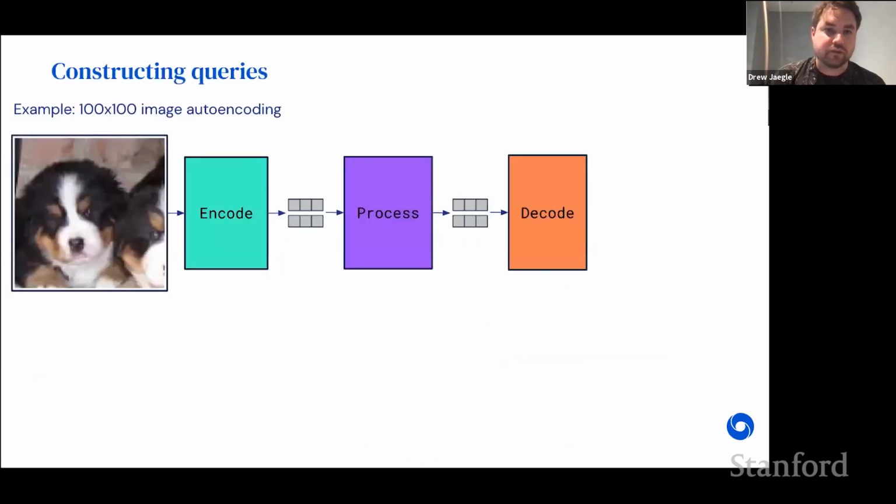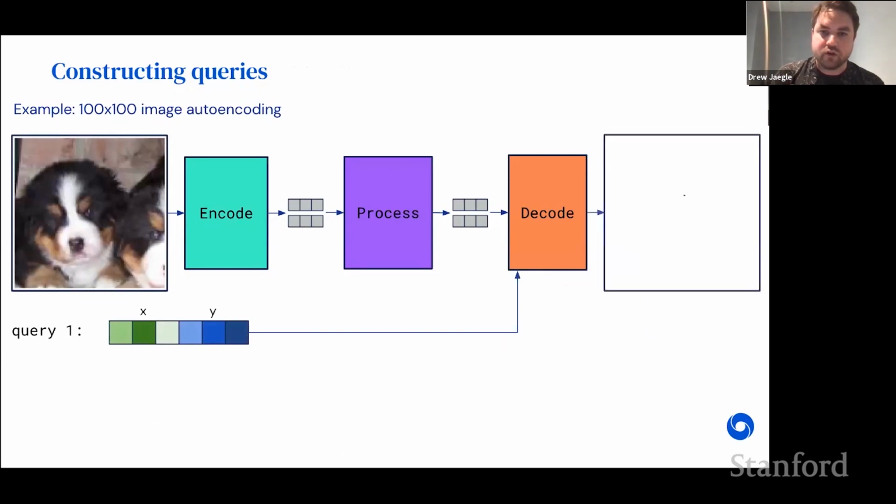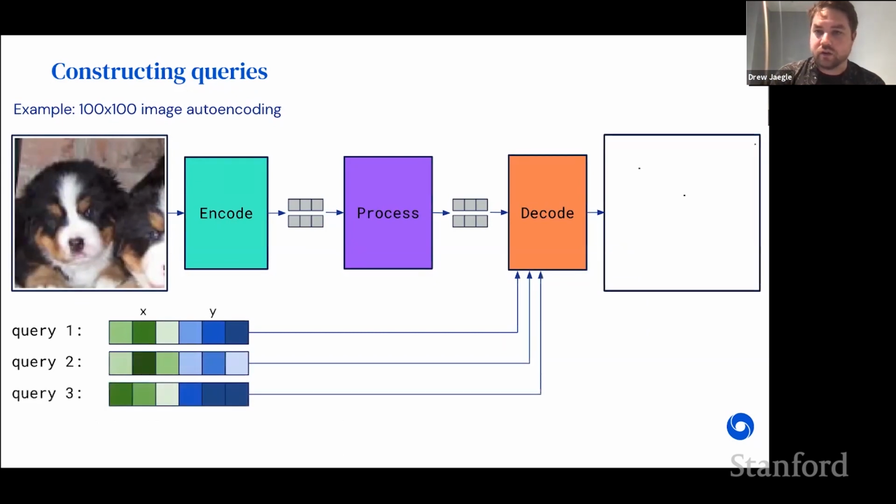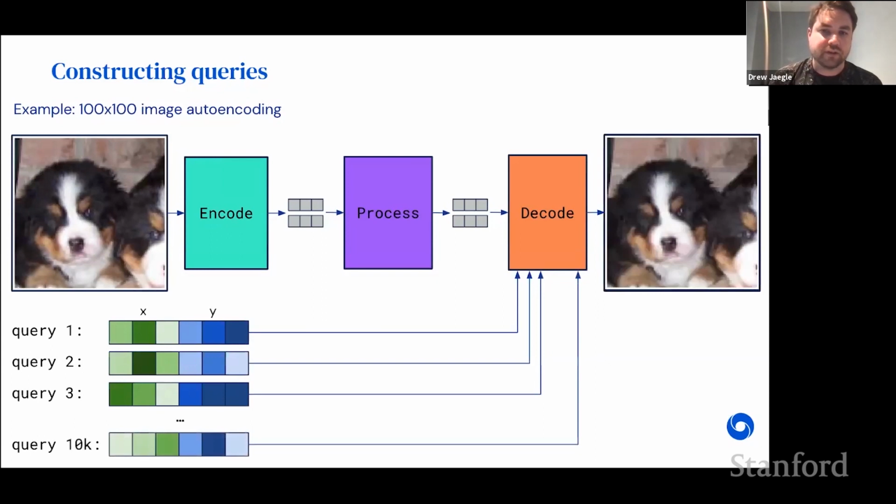To give you a sense of how this works intuitively, if we're doing autoencoding on this image of puppies, what we do is we encode, process, and then to decode, we take a query that corresponds to each of the points, and then we pass it into this decoder. So we can query one of the points, we get 1 pixel, query another one, we get another one, and all the way up till we get all 10,000 points, and that's how we can do reconstruction with this. And the cool thing about this is that it opens up a bunch of new applications.